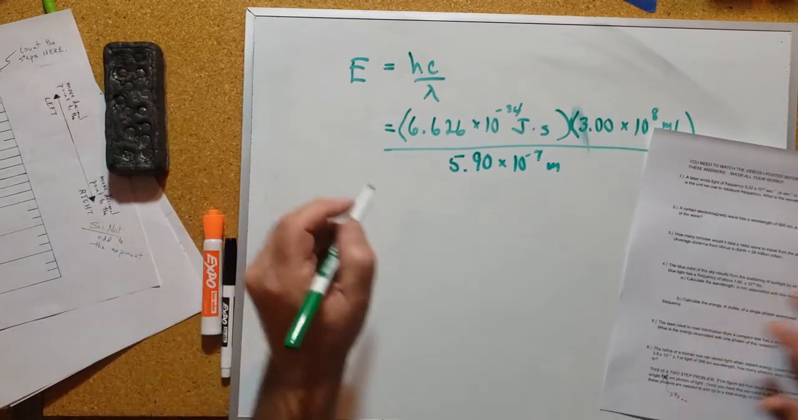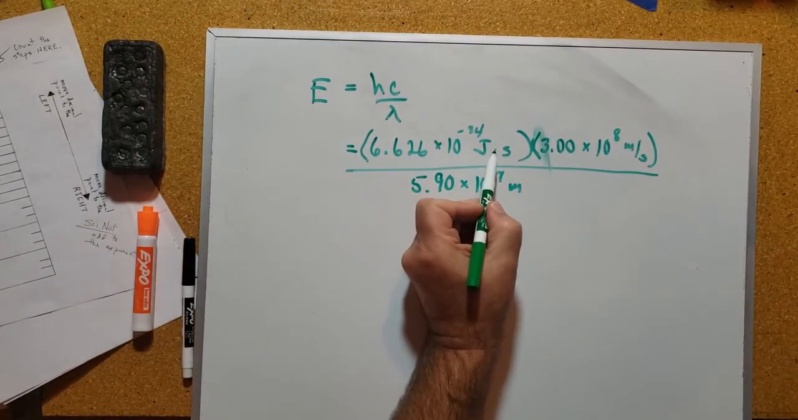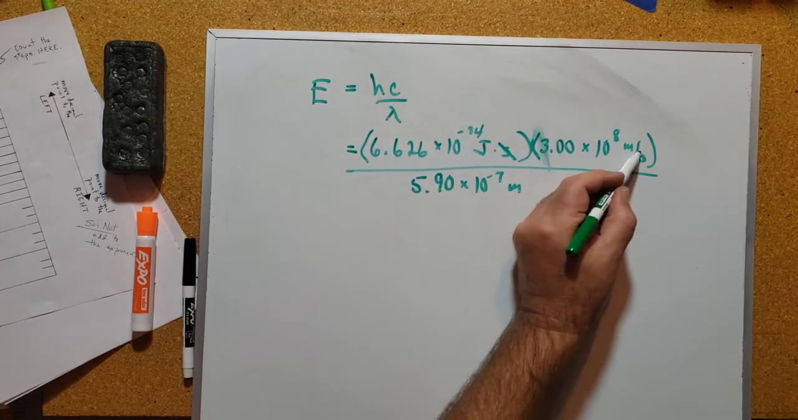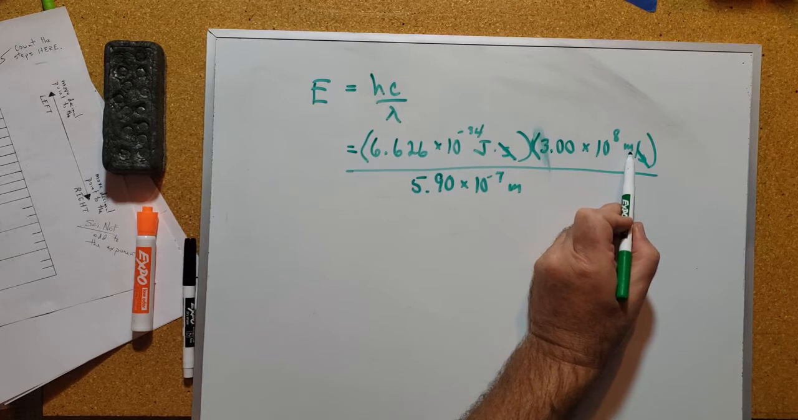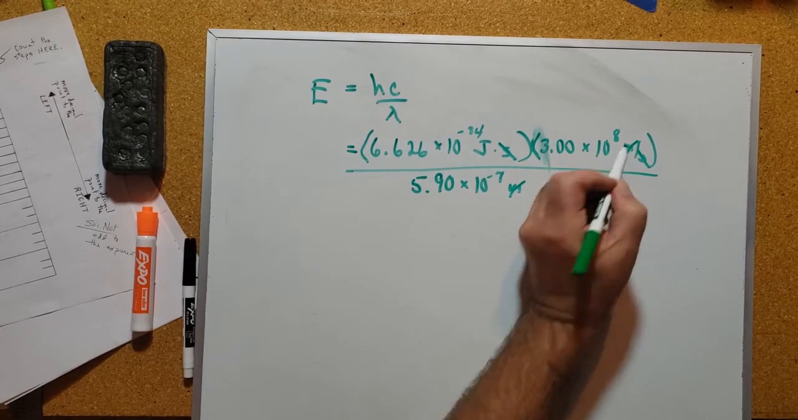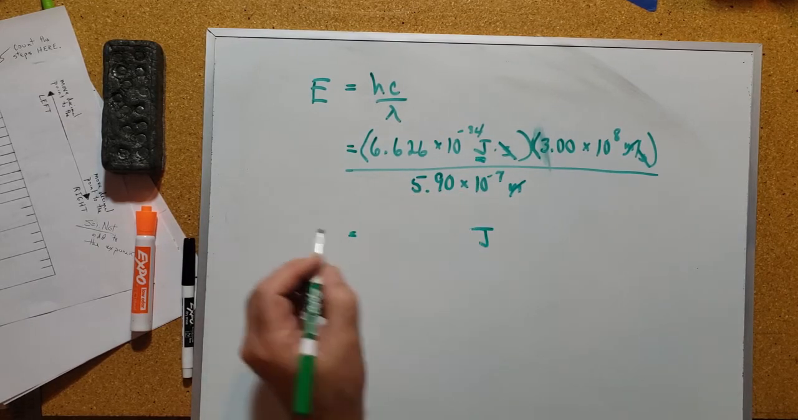All right. Now, just a real quick look at our units. Joules times seconds and meters per second. The seconds will cancel. Now, up top I have a meter. Downstairs I now have meters, so they cancel. And I'm left only with joules, which is good since that's the unit for energy.